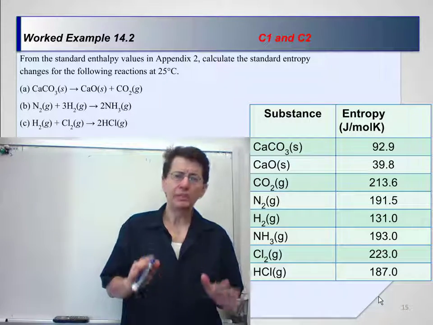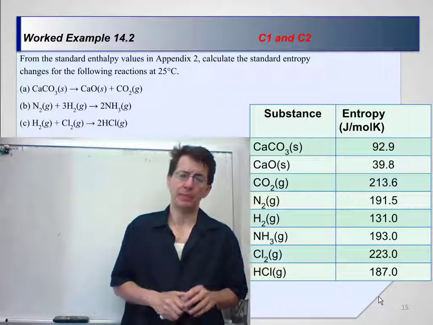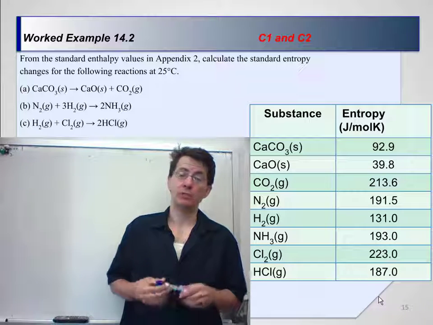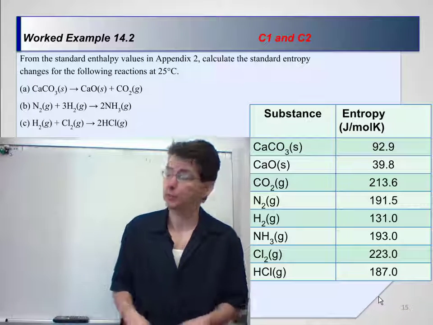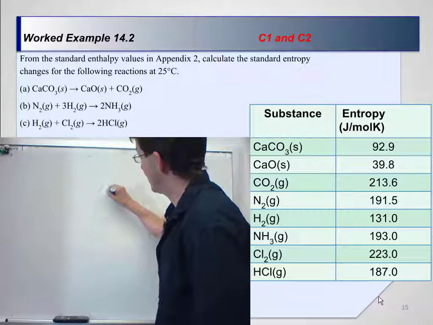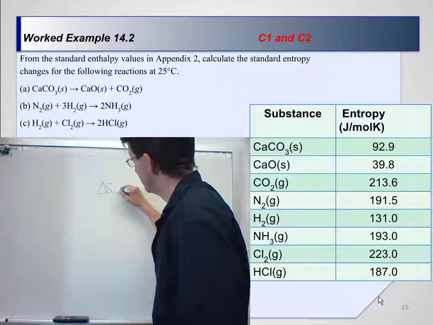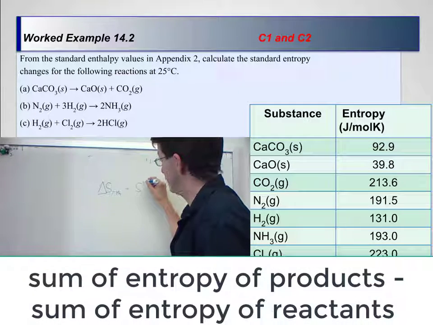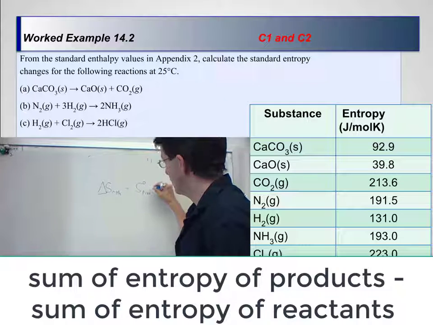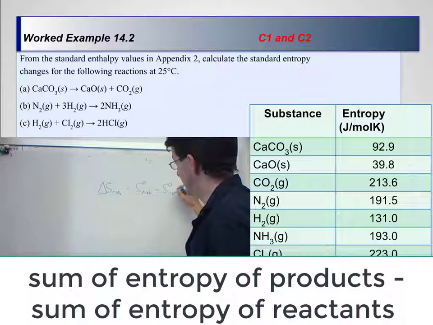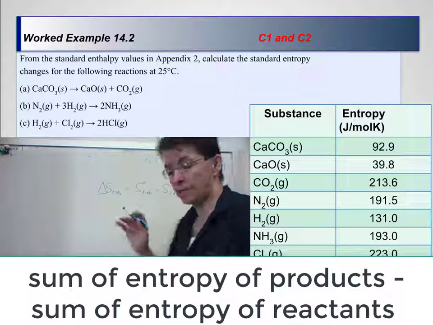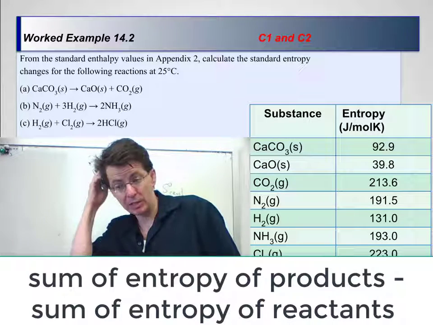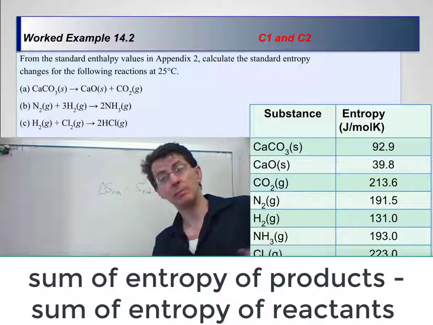In the last example, we looked at qualitative entropy, and now we're going to do quantitative measurements of entropy. In a quantitative measurement, you need to have standard entropies, and it turns out that the change in entropy of a reaction, just like enthalpy, is the standard entropy of the products minus the standard entropy of the reactants. Products minus reactants. Again, very common thermodynamics thing.